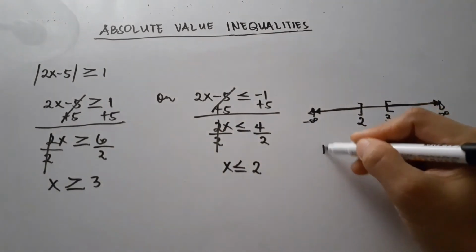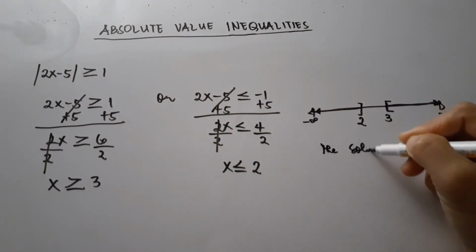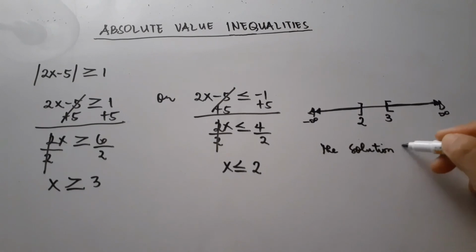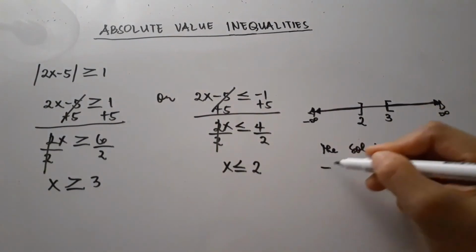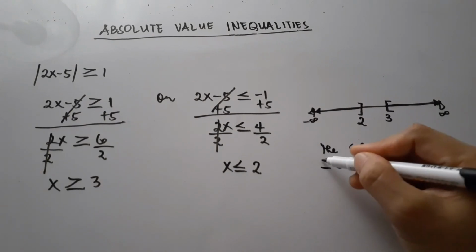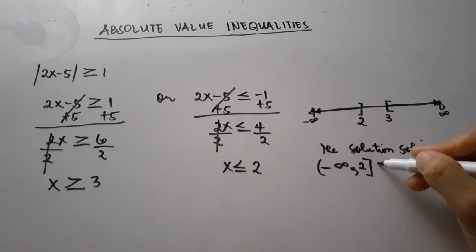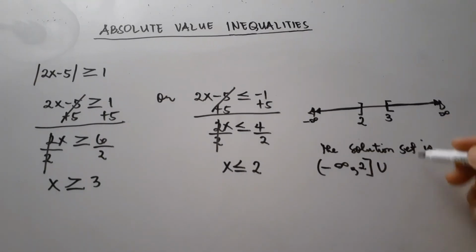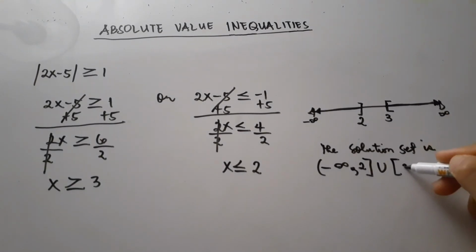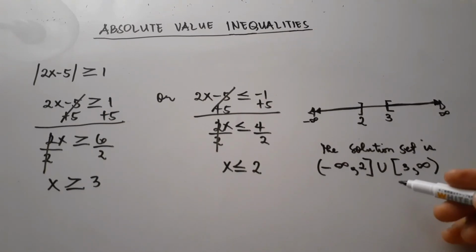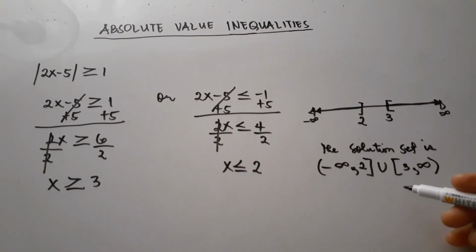So in interval notation, the solution set is negative infinity, open interval, to 2, closed interval, union with the closed interval from 3 to positive infinity, open interval, since 2 and 3 are included in the solution set.